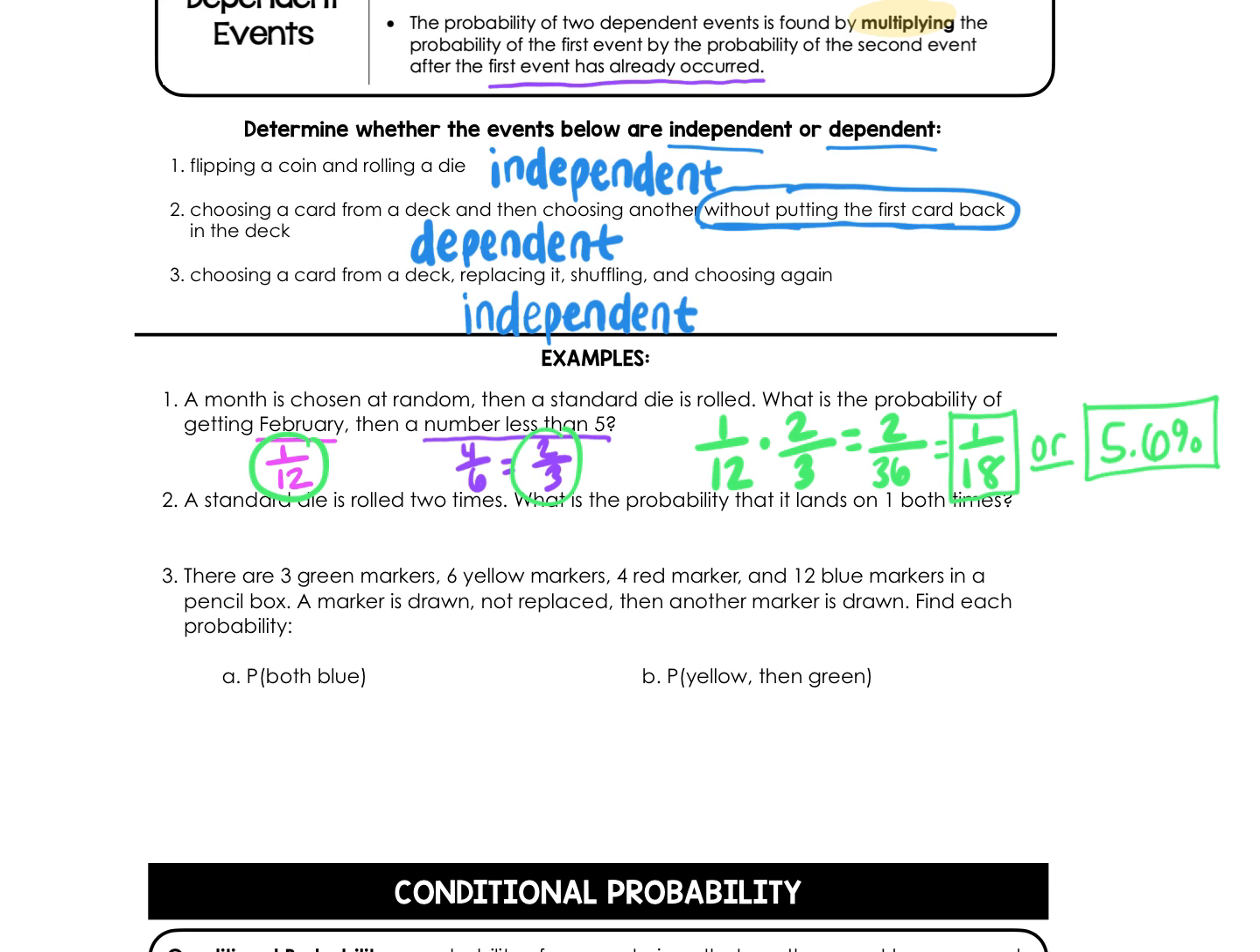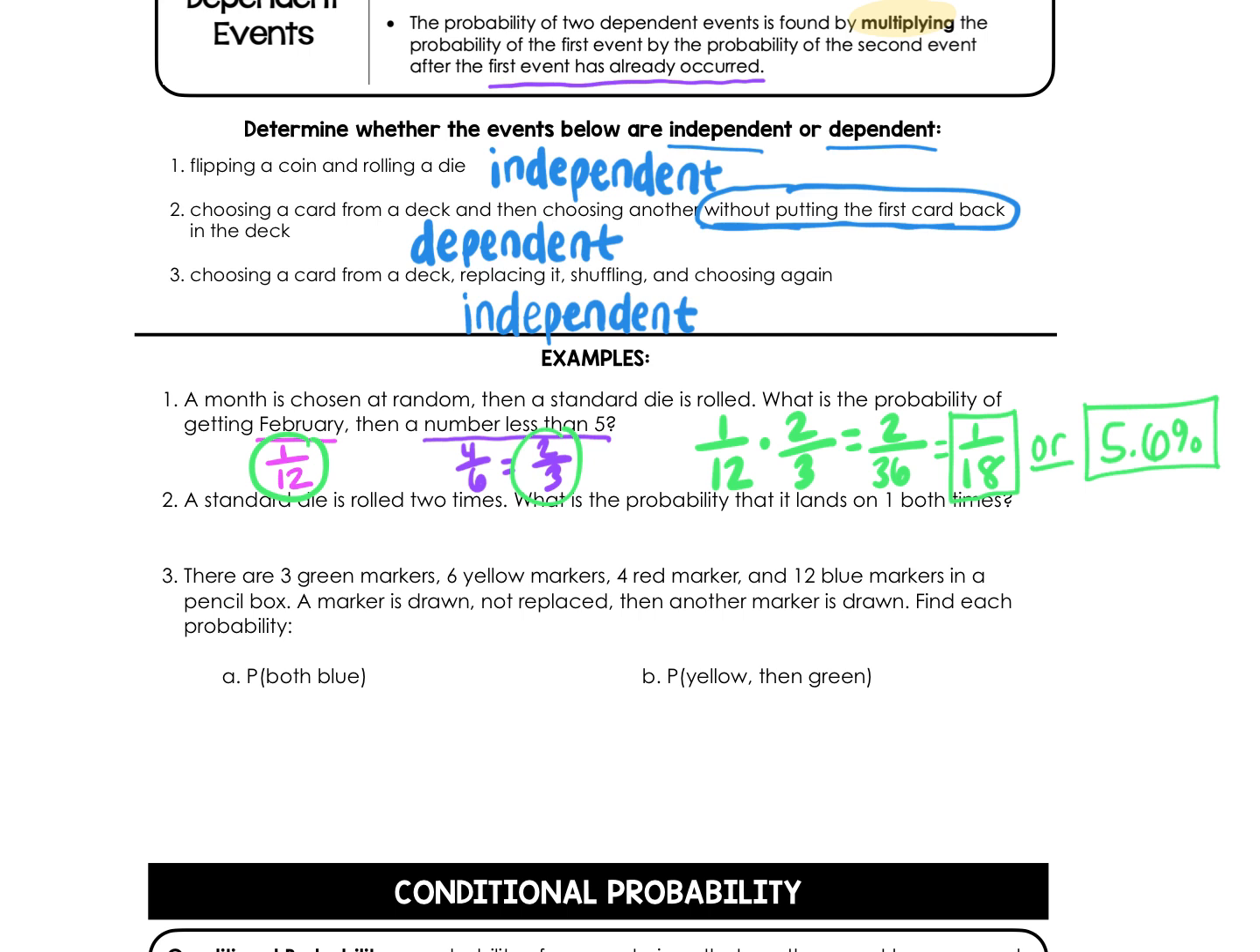So the next one here is a standard die is rolled 2 times. What is the probability that it lands on one both times? So this is independent. The first roll of the die does not impact the second roll.